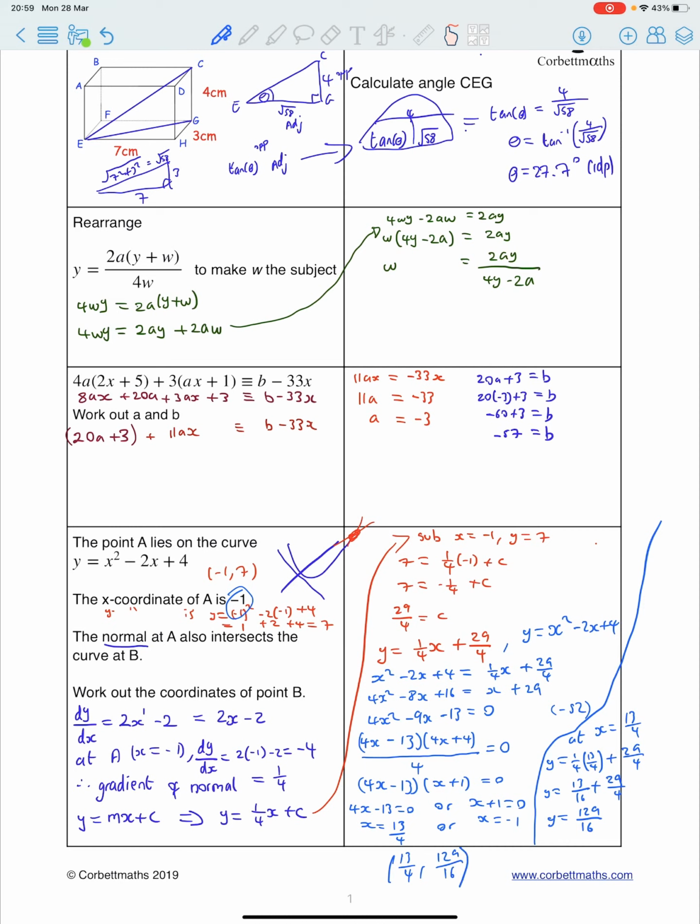That was quite a long one, to be fair. But once you know the steps of working out equations of normals, equations of tangents, and things of that nature, it's the same steps, just a bit long.